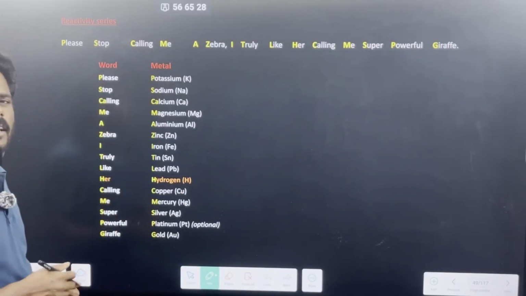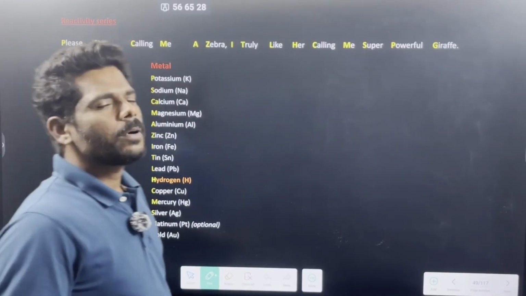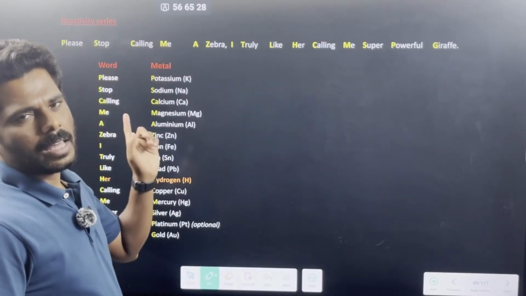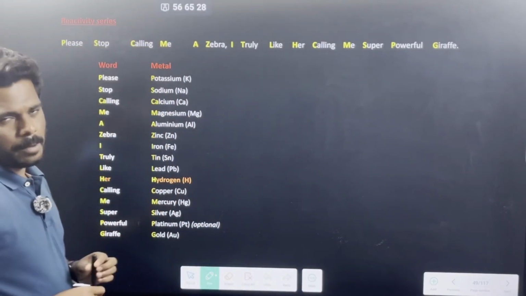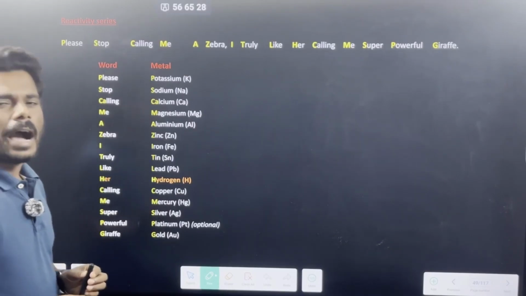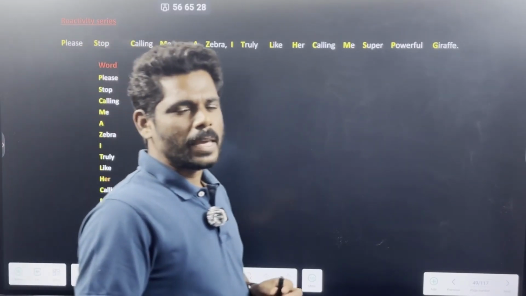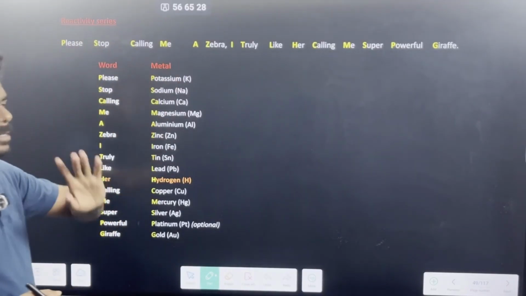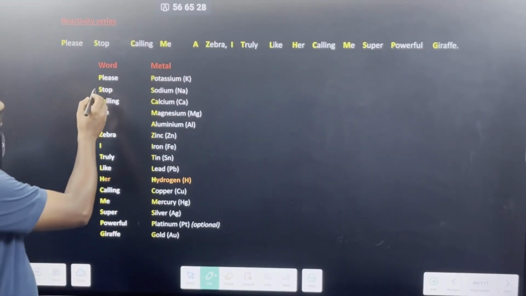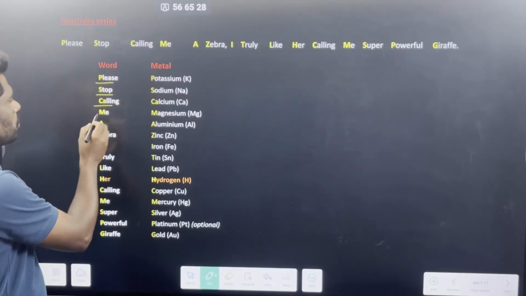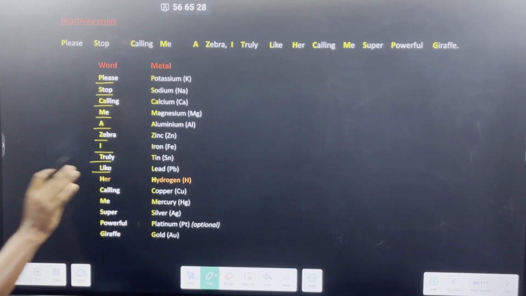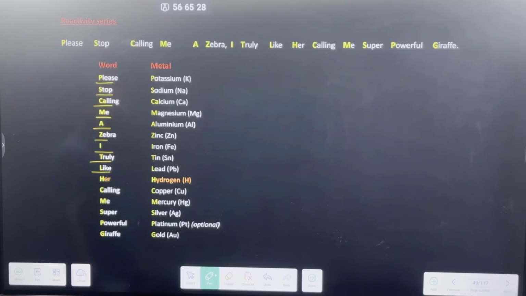I truly like her calling me super powerful giraffe. Just remember this mnemonic. Once again, I'll recall: Please stop calling me a zebra. I truly like her calling me a super powerful giraffe. In this, each term, the first alphabet is giving you the names of the elements, especially metals here.